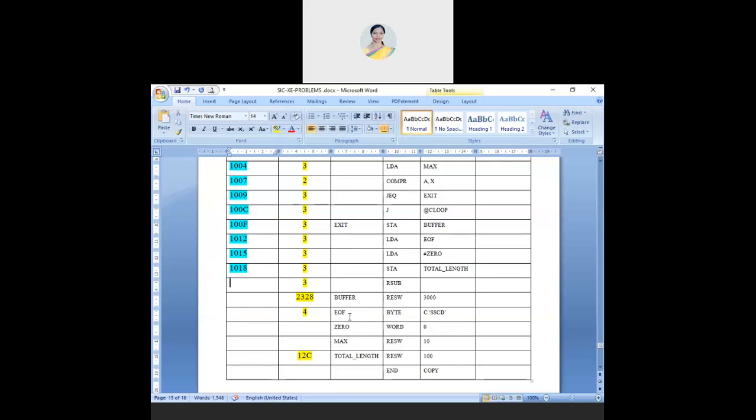Then EOF 0 is word 0, right? Yes, ma'am. Then max reserve word 10, right? Yes, ma'am. And this total length reserve word 100. Is it correct? Yes, ma'am.